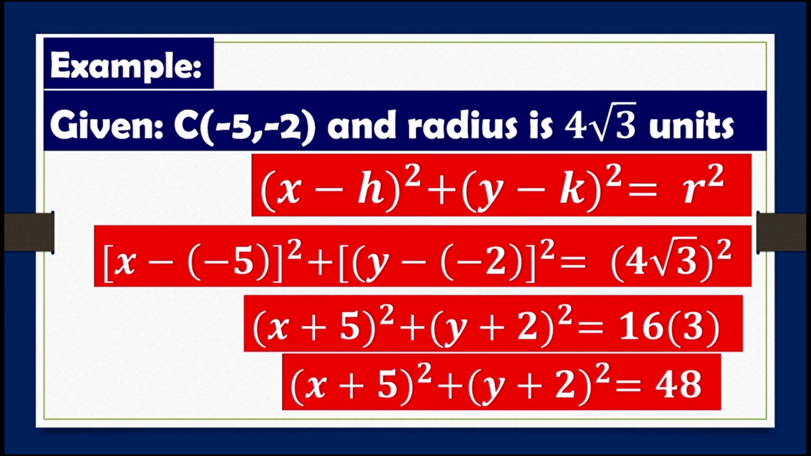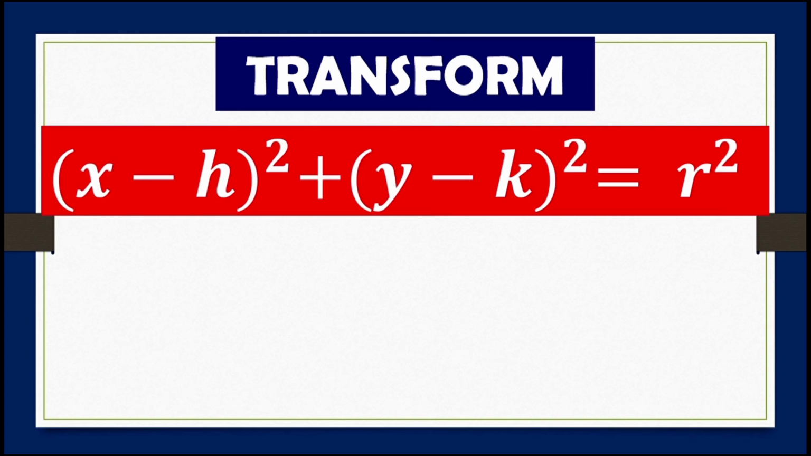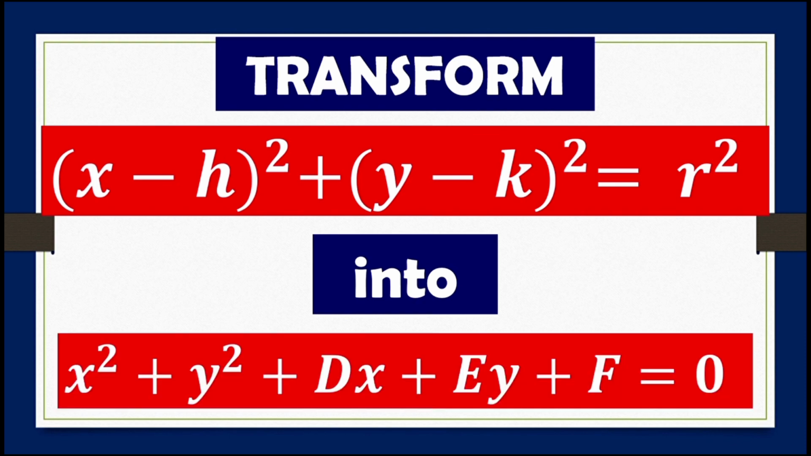16 times 3 will lead us to 48. Therefore, the standard form of the equation of our circle is (x + 5)² + (y + 2)² = 48. This time, let us transform (x − h)² + (y − k)² = r² into the general form, which is x² + y² + dx + ey + f = 0.